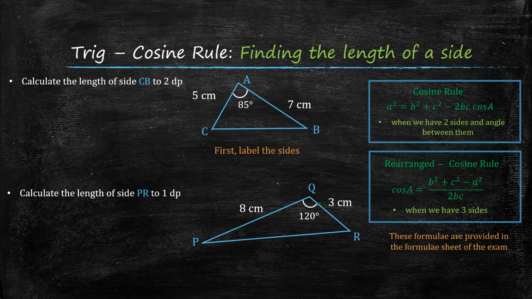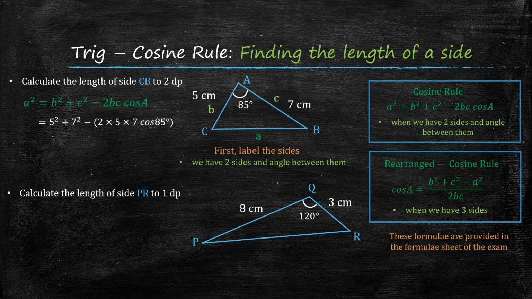So the first thing we want to do is label the sides. Side A is opposite point A, B is opposite point B and C is opposite point C. Now looking at this, we can see that we have two sides and the angle between them. We have side B and side C and angle A, which is between side B and side C. So we can use the cosine rule. So let's substitute these values into the cosine rule. So we get 5 squared plus 7 squared minus 2 times 5 times 7 times cos 85 degrees.